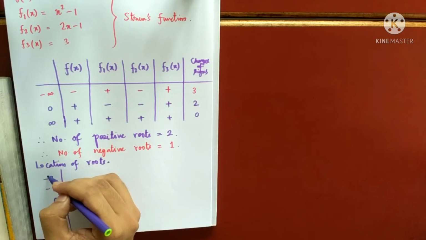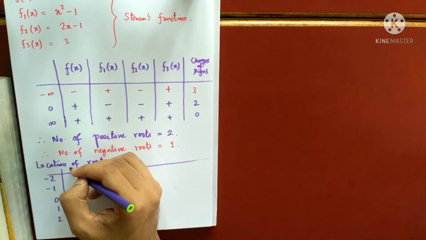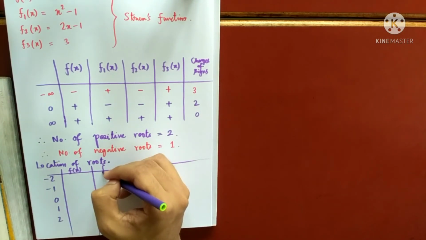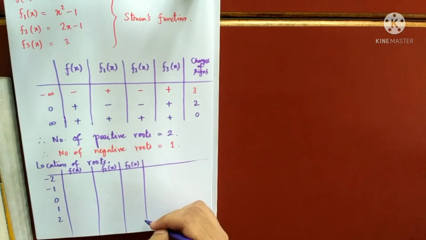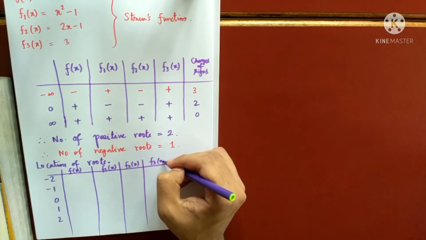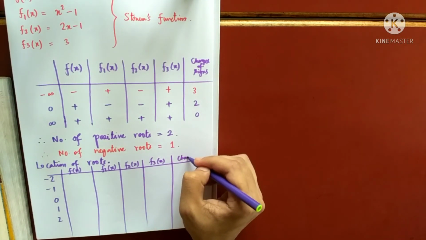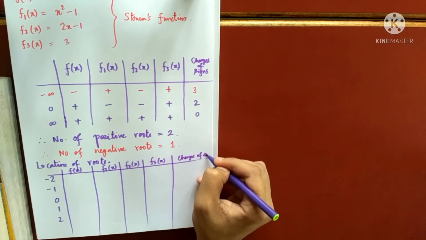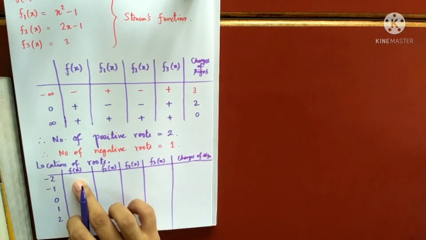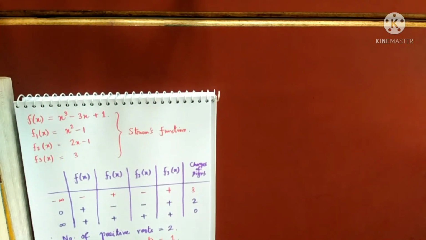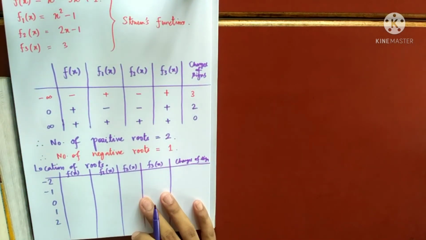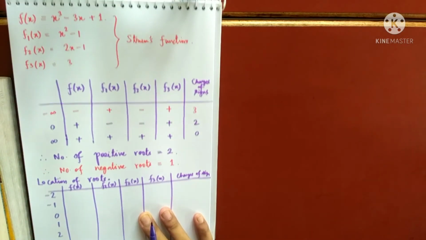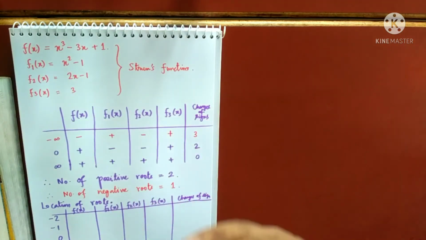For that, again we will be using the terms from this theorem: f(x), f1(x), f2(x), f3(x), and changes in sign. So you put -2 everywhere. You put -2 in this, -2 in this, -2 in this, -2 in this. You have to put it in each of them. So what will you get? -2 cubed is -8, so it will be negative.